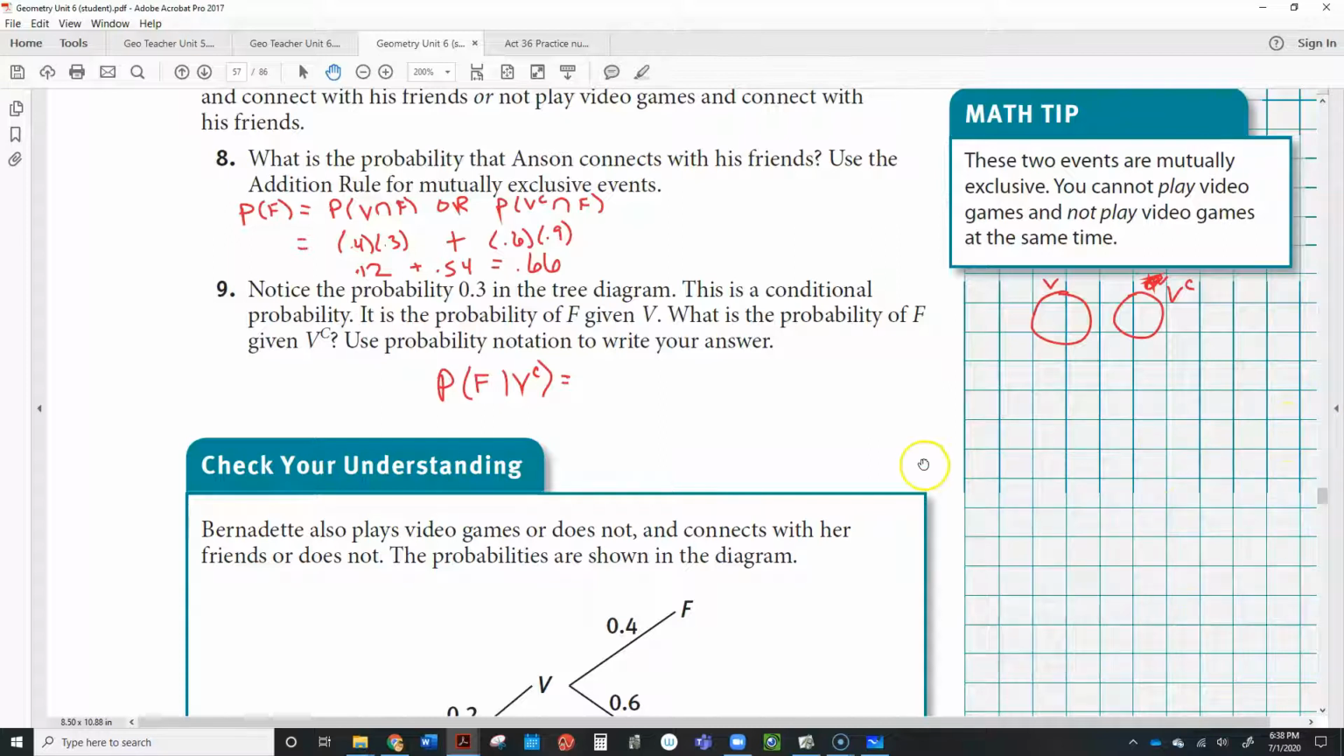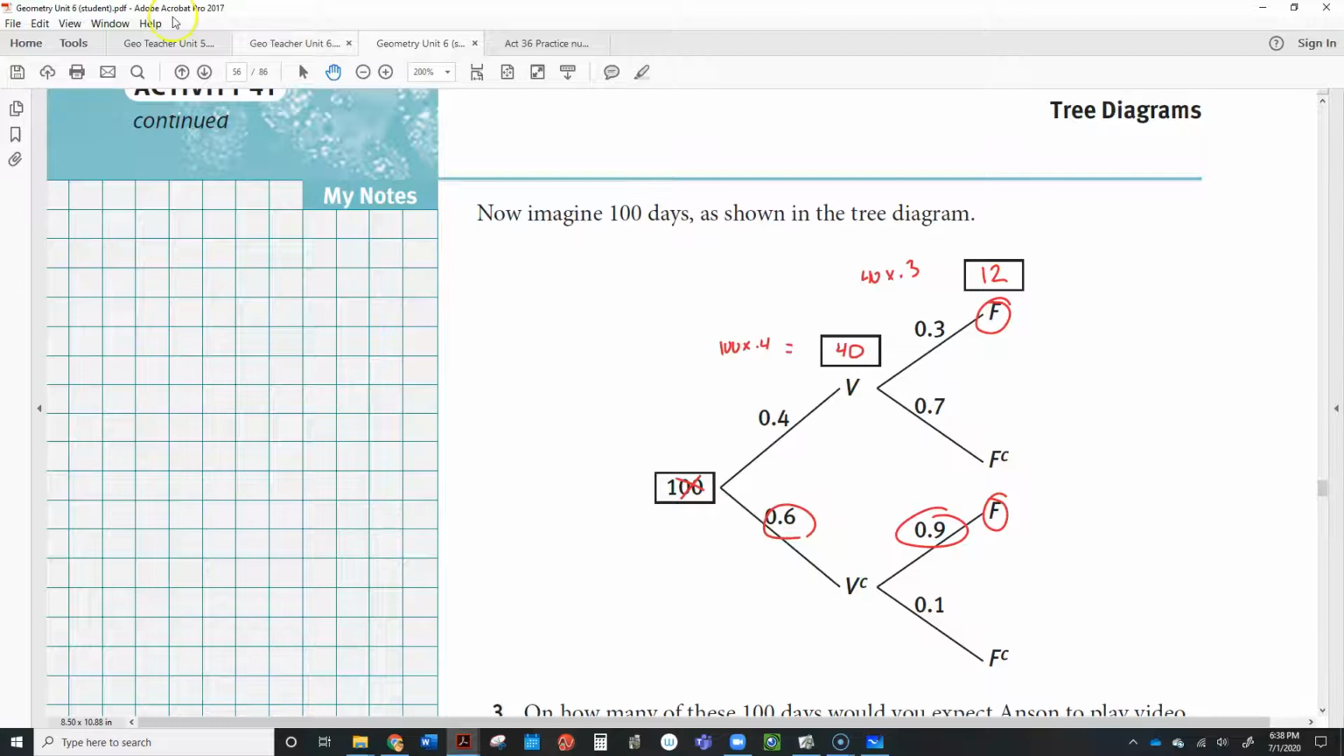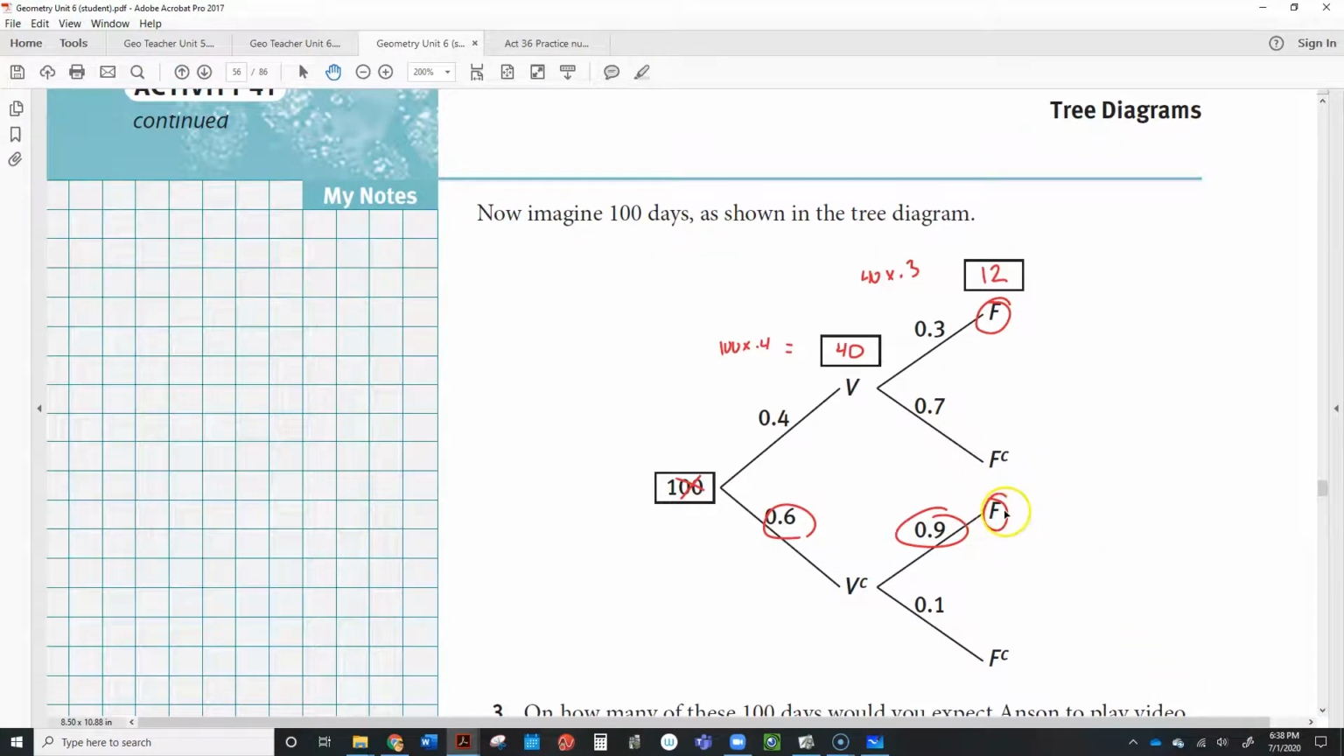So we'd have to go back to the tree diagram. They want to know what's the probability of, oh gosh, I forgot already. F given not V. Okay, so F given not V. So we multiply those two things together, no, wait, is that what it said? What's the probability of F given not V? So he didn't play. So it's this one right here. This is the result. So this is the probability of F given not V happening. So that right there is 0.9. So the answer to number 9 is 0.9.